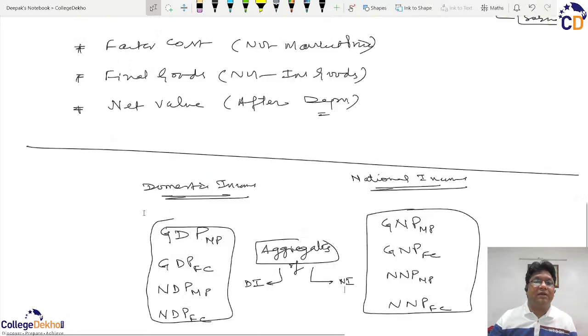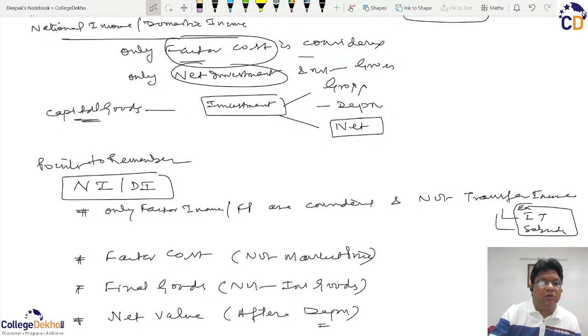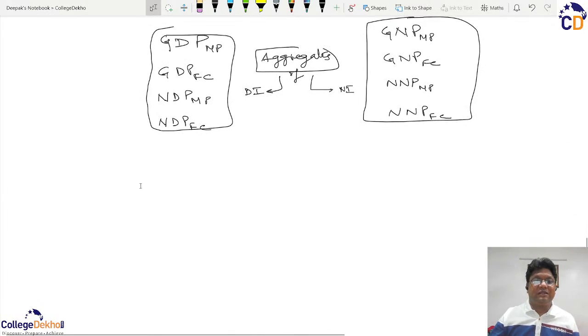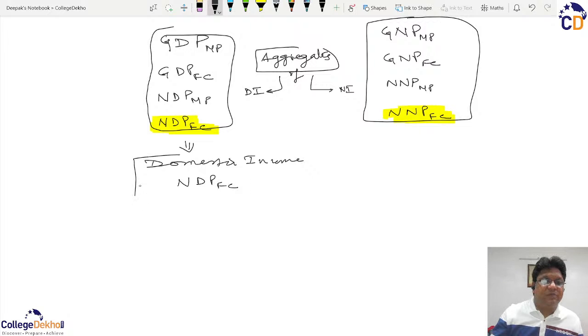But keeping in mind these conditions, that is the points to remember which are so crucial for the correct estimation of the national income or the domestic income. So we can say that this NDPFC and this NNPFC, what do they denote? When we say the word domestic income, it is taken on the net value, it is always taken on the factor cost. So domestic income is NDPFC.